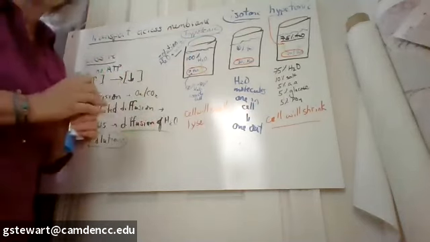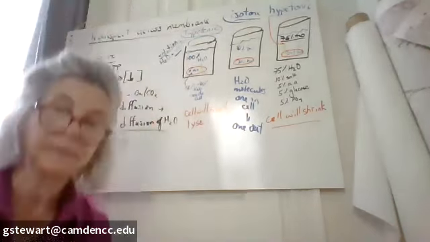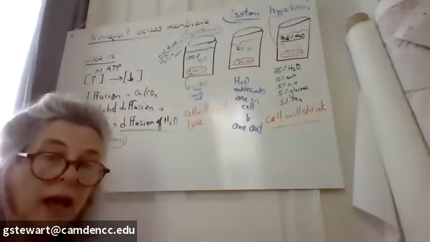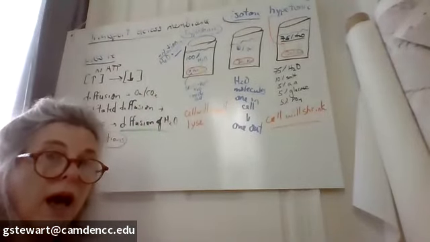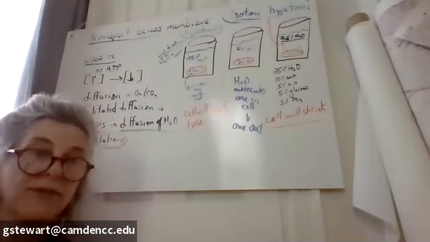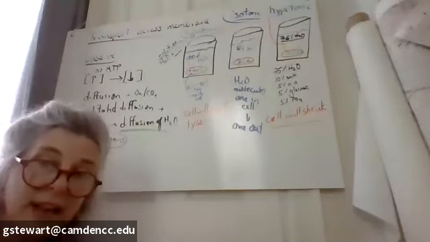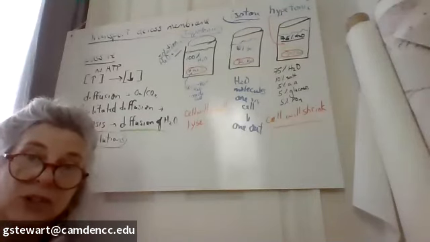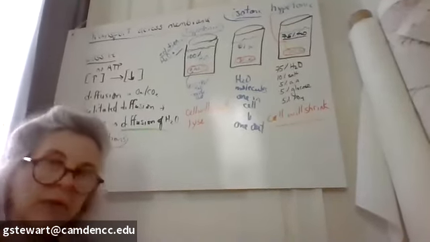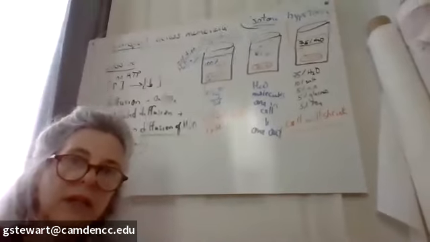Better, worse? Hi, Professor Stewart. What's the percentage for the isotonic solution? So it would be the same. So if in my example, since I used 80% water inside the cell, I would put 80% in the solution. Yeah, I realize you can't see that very well. Okay, thanks.